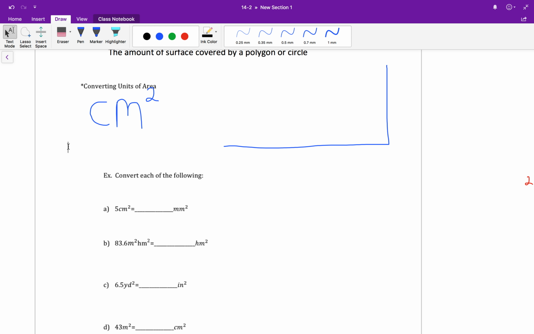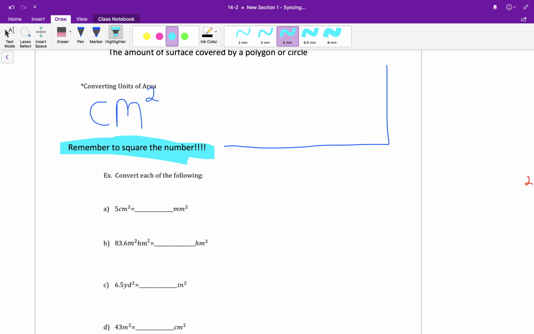And the big part about that is, since my units are squared, you have to remember to square the number that you're using. Huge mistake that a lot of people make. So highlight that, underline it, whatever you need to do. Remember to square the number. We're going to get some practice with that right now.